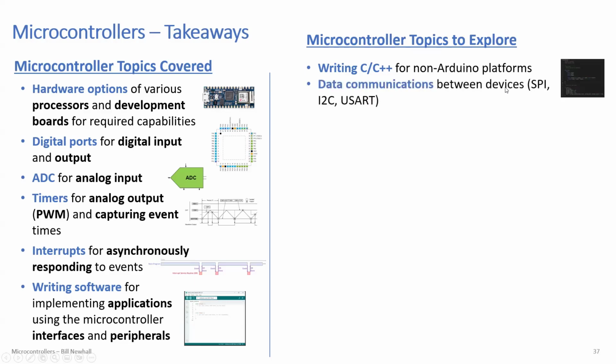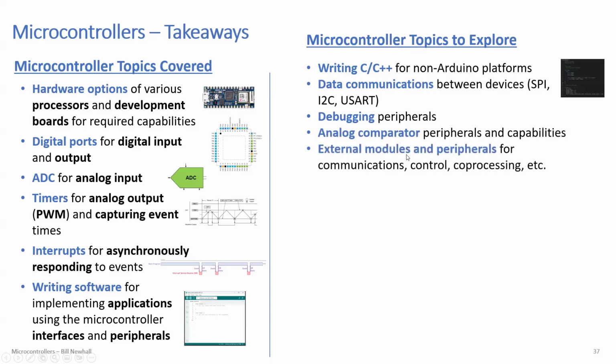Also look at data communications between devices like SPI and I2C and UART. I encourage you to look at some microcontrollers with the capability of debugging peripherals, so you can look at your code and watch it run, and analog comparators built in for comparing voltages and triggering events, and also external modules and peripherals for communications, control, and co-processing. So lots of different modules you can connect.